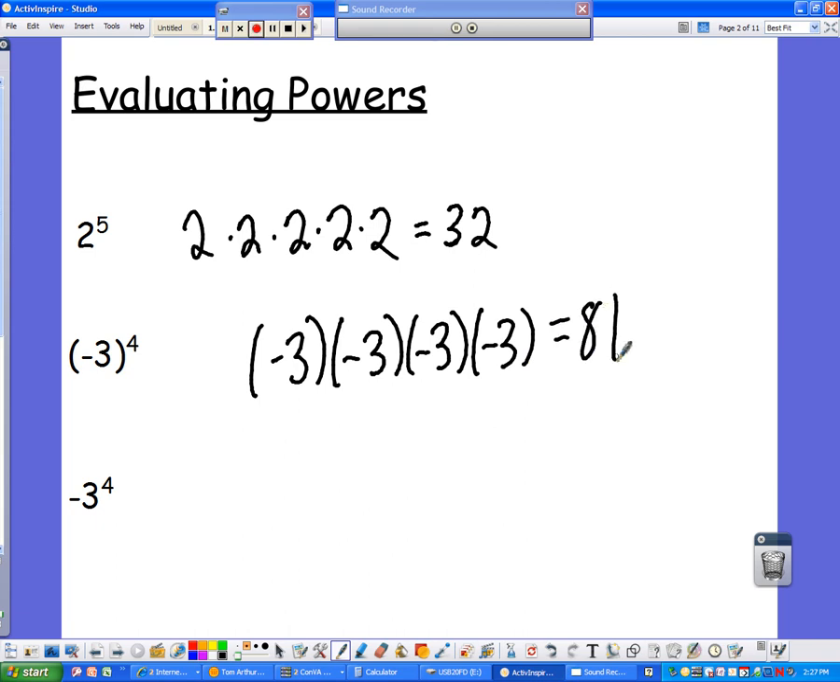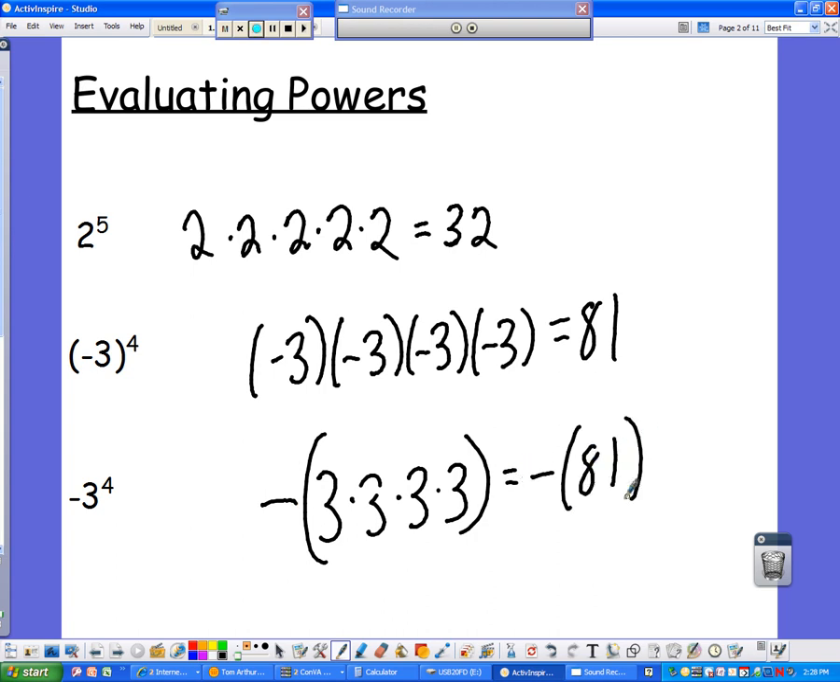When the negative is not enclosed in the parentheses, the base is the 3. So you take 3 times 3 times 3 to the 4th power, so 3 times itself 4 times. And then you take the opposite of that. So 3 times 3 times 3 times 3 gives you 81, but the opposite of 81 is negative 81. So it is possible with an even power to get a negative number if the negative is not enclosed within the parentheses.